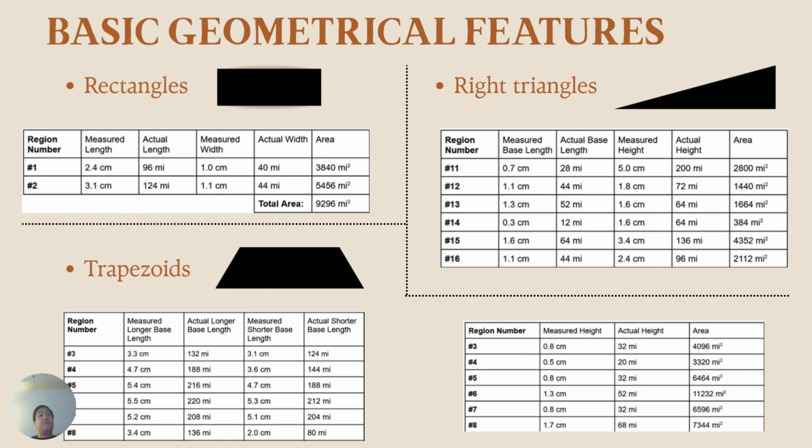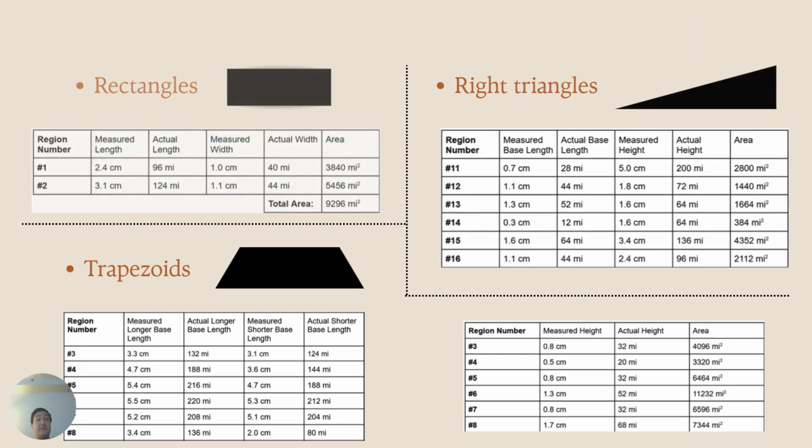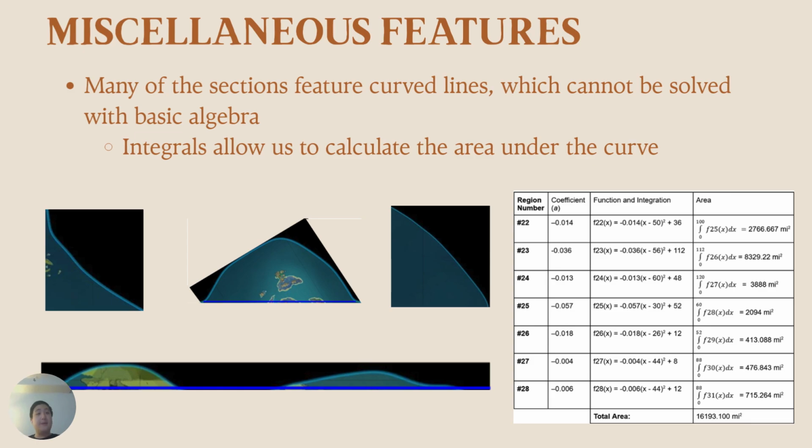But not everything in the map is convenient enough to go by these basic shapes, because many of the sections ended up with curved features, as you can see in these images in the bottom left. That can't be solved with just algebra and geometry. This is where we have to bring in some calculus and use integrals, which allow us to calculate the area under a curve. In the bottom right, you can see some of the calculations for that, and indeed they require the use of integrals.